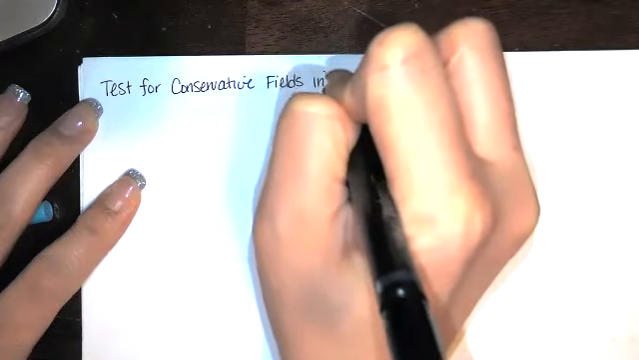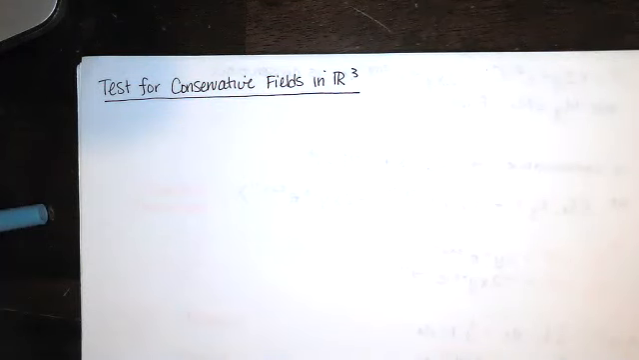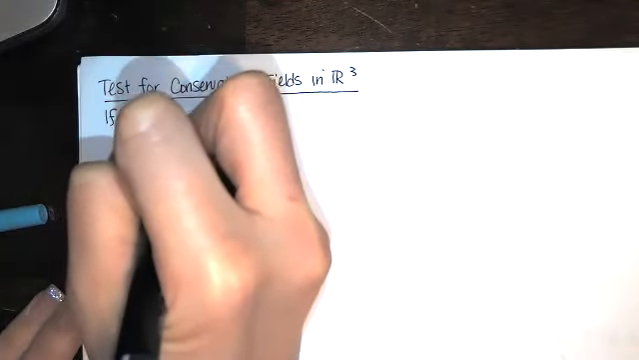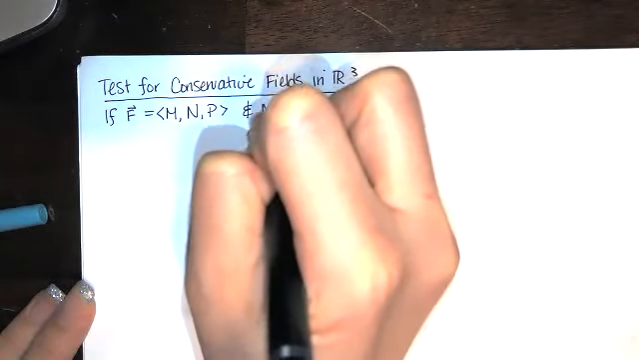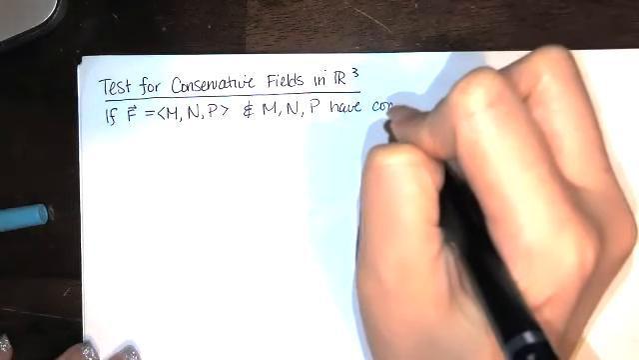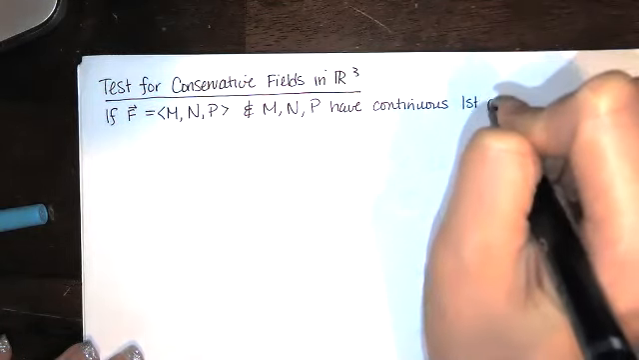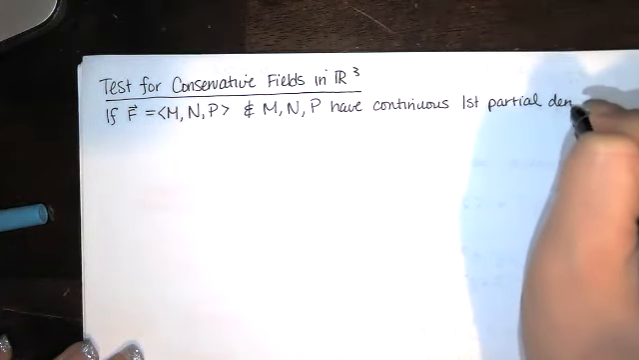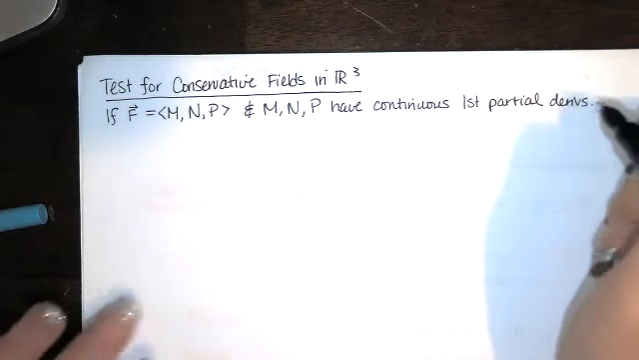Now the test for conservative fields in 3D is a little different. Now we have to have some qualifiers. So let's say that F is a field with components M, N, and P. And M, N, and P have continuous first partials. And an open sphere Q.